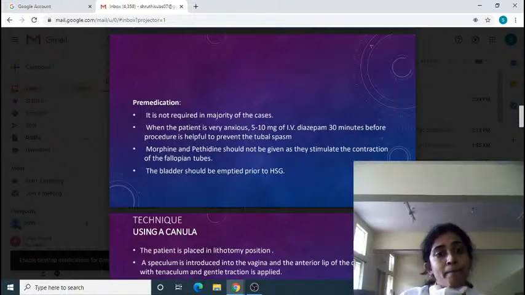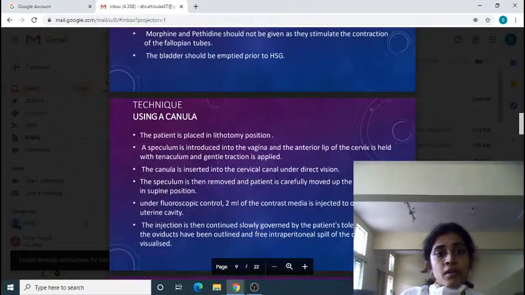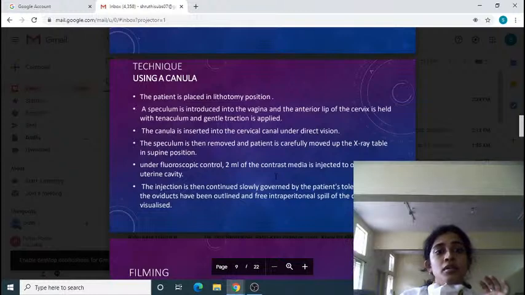The bladder should be emptied prior to the HSG procedure. So what is the technique in which we are going to do this procedure? We are going to use a cannula.